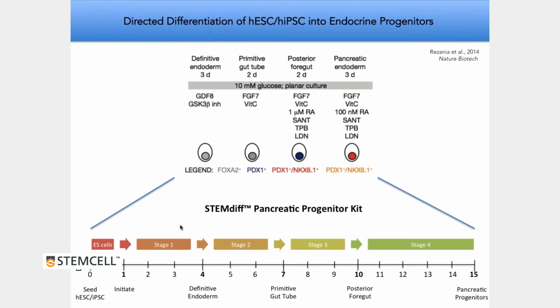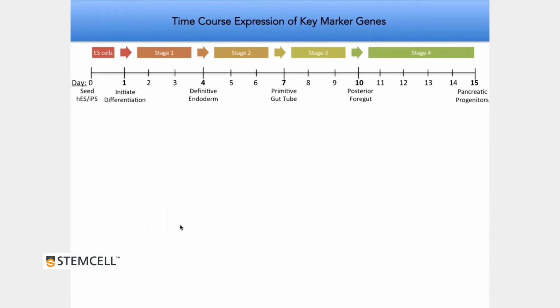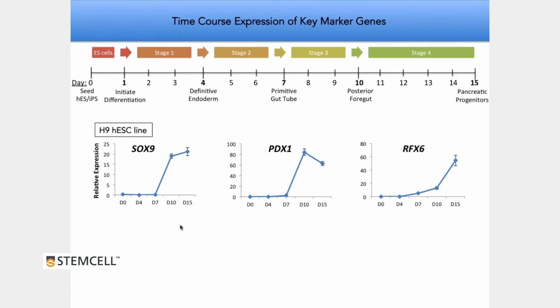So we thought that one way of implementing the Kieffer protocol in our lab was to use this batch-tested kit as a way to differentiate both our human embryonic stem cells and our human iPS cells alongside, to determine at which stage RFX6 was critical for further endocrine differentiation in humans. So we first validated this, and the cell line that we chose to validate is the very popularly utilized human embryonic stem cell line H9.